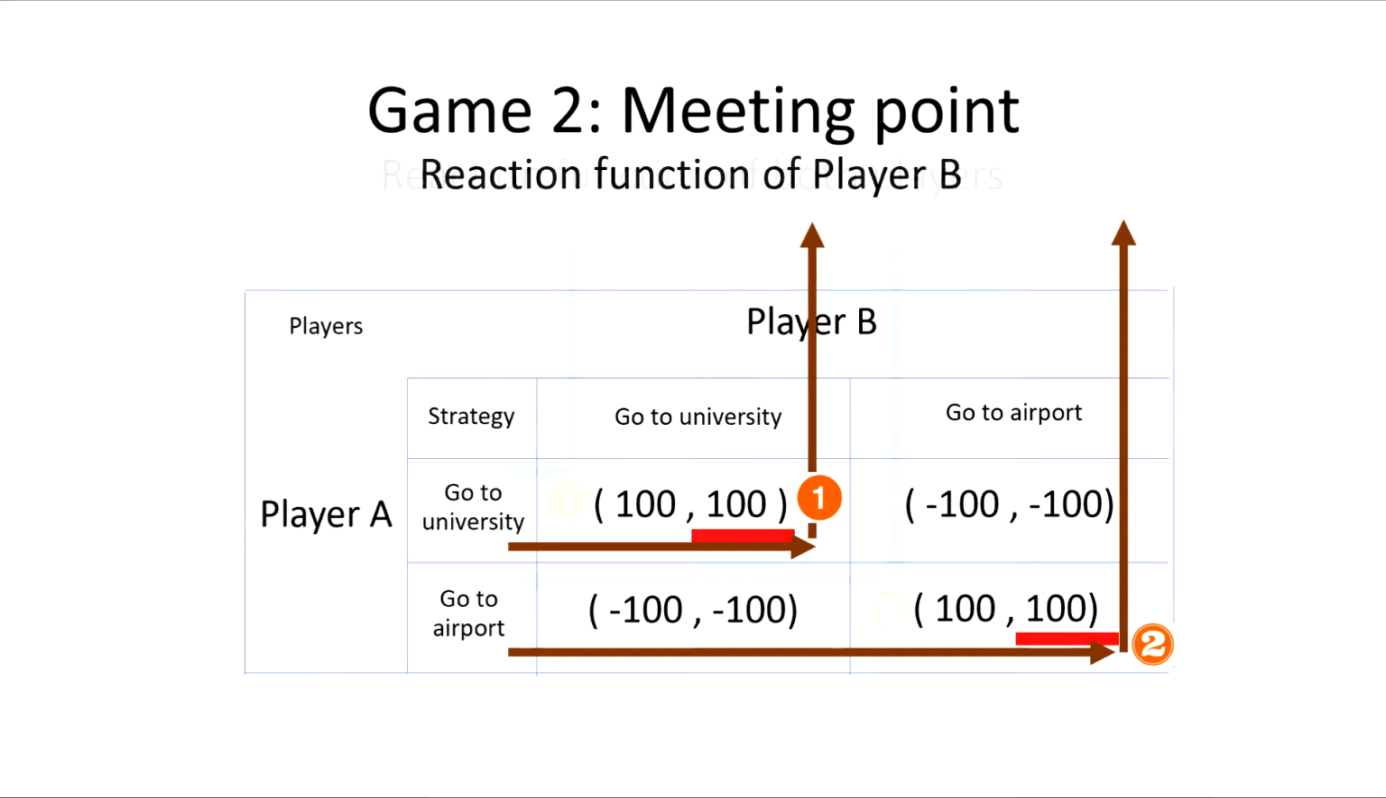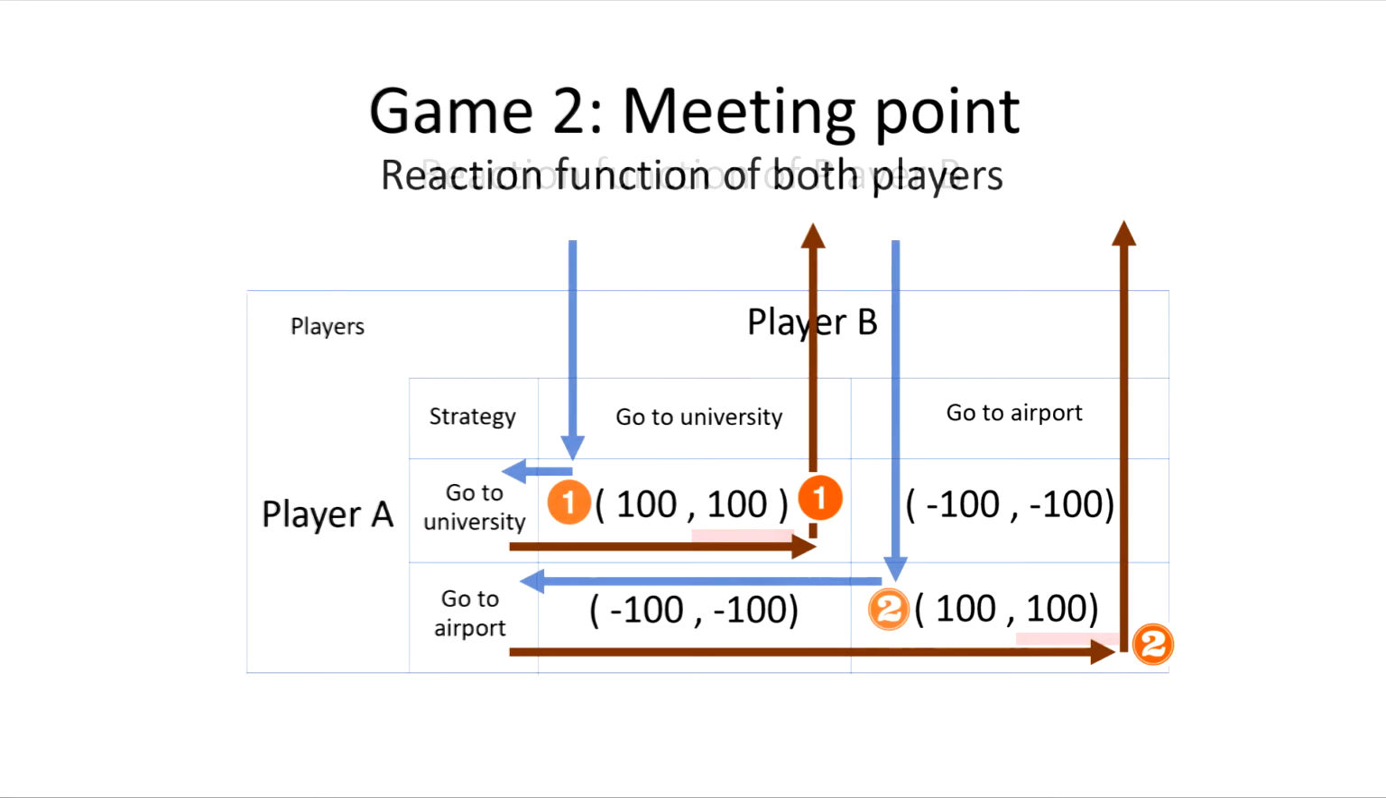We compare the reaction functions of both players. You see that we have reaction function number 1 of player A and reaction function number 1 of player B in the same cell, which is going to university and going to university. This is the first pair of reaction functions. And the second pair of reaction functions is at going to the airport and going to the airport.